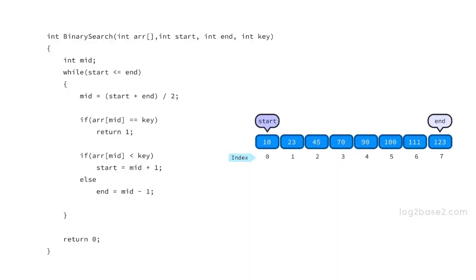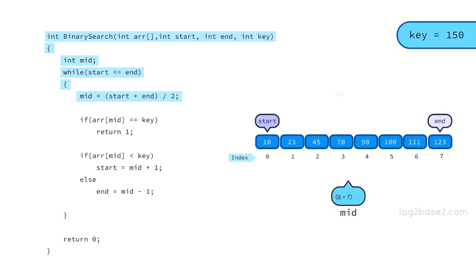Now in the same array, let us search for the key 150. So first find mid, which will be 0 plus 7 divided by 2, that is 3. Now check if the middle element is the key, and it is not.